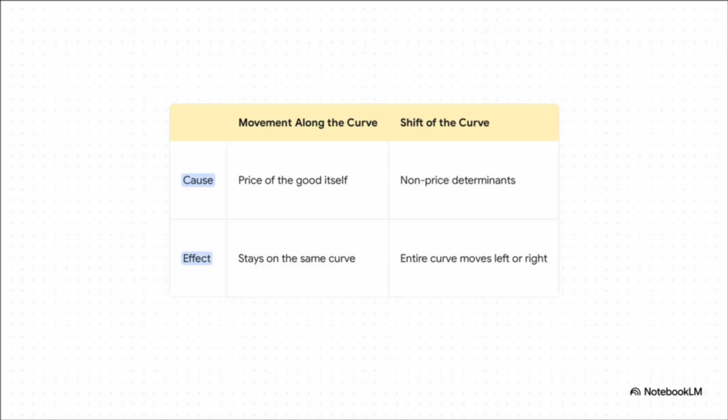So simple. A movement along the curve is caused only by the price of the good itself. And the effect? You just stay on the same curve. A shift of the curve is caused by any of those other things, our TIMER or ROTTEN factors. And what's the effect? The entire curve moves left or right. That's really the whole thing in one little chart.